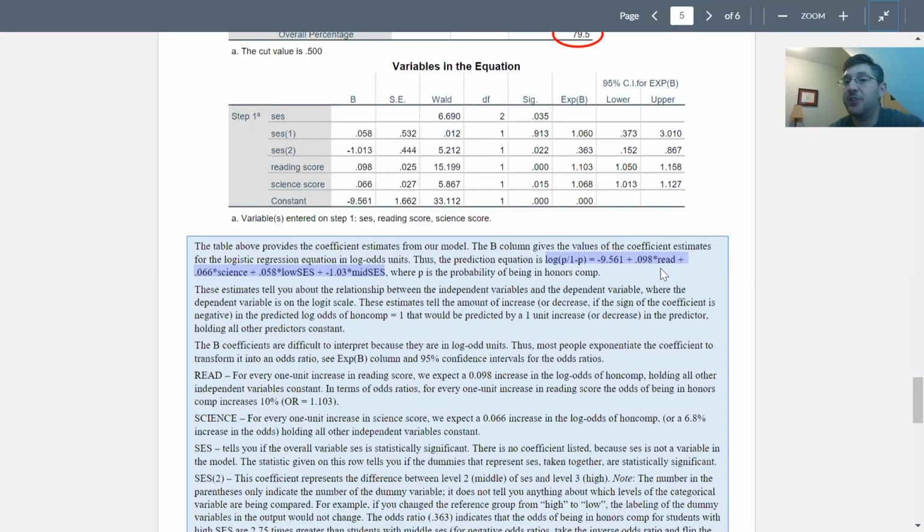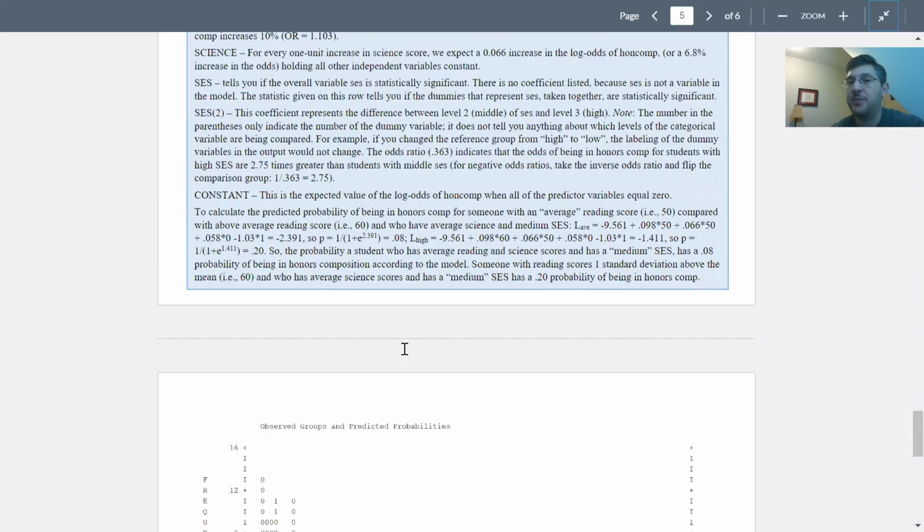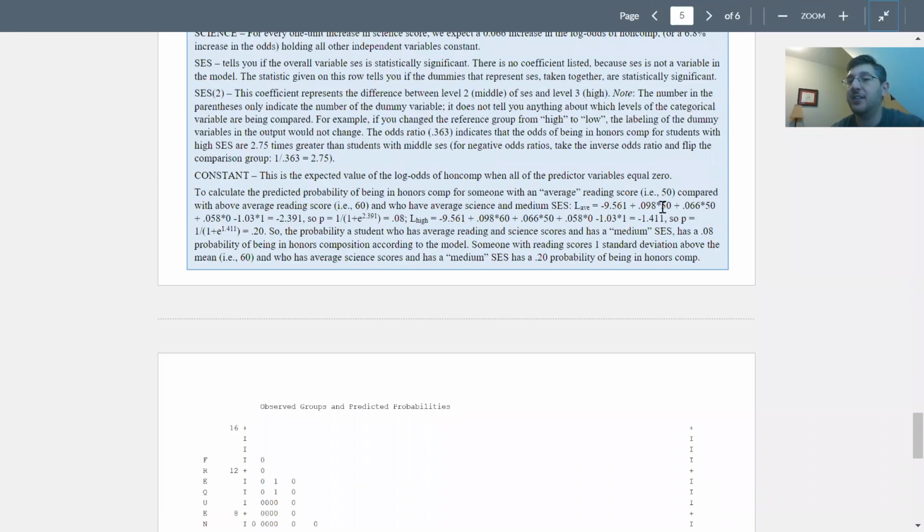So I'd fill out this equation, replacing 50 here in one case and 60 here in another case. And then I'm just going to keep all these other values the same. So I'm going to say they have average science and they're in the medium SES group. And so that's what I did here. You see, this would be the logit for someone who has average reading, average science, and who is in the medium SES group. So their low SES would be 0, their medium would be 1. This would be their logit estimate.